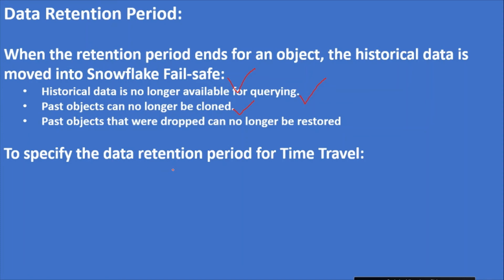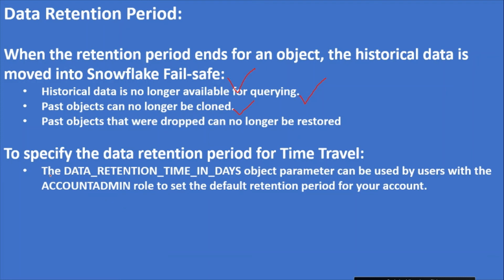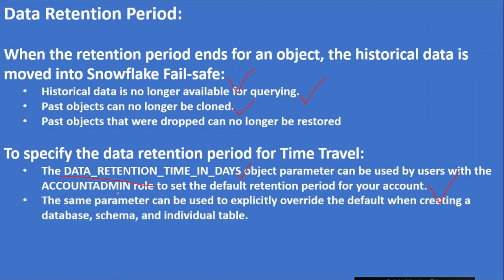To specify the data retention period for time travel, this is the parameter. This is a very important parameter, DATA_RETENTION_TIME_IN_DAYS. This object parameter can be used by users with the ACCOUNTADMIN role to set the default retention period for your account. This parameter can be set at different levels: entire account level, database level, schema level, and object level. The same parameter can be used to explicitly override the default when creating a database, schema, and individual tables.